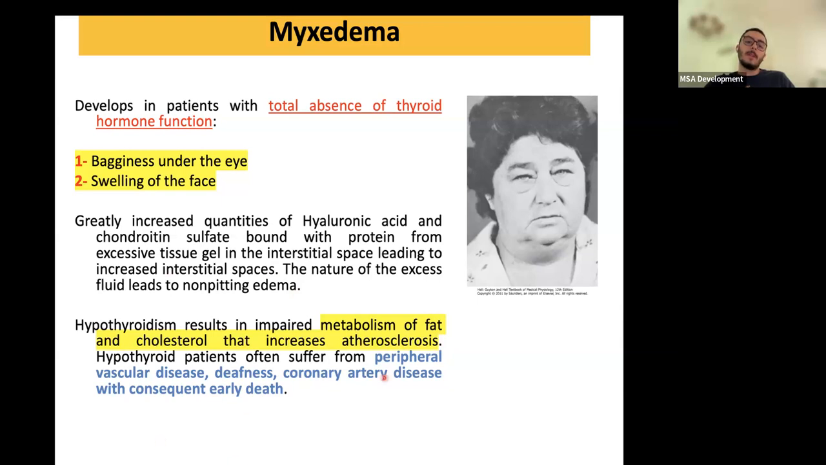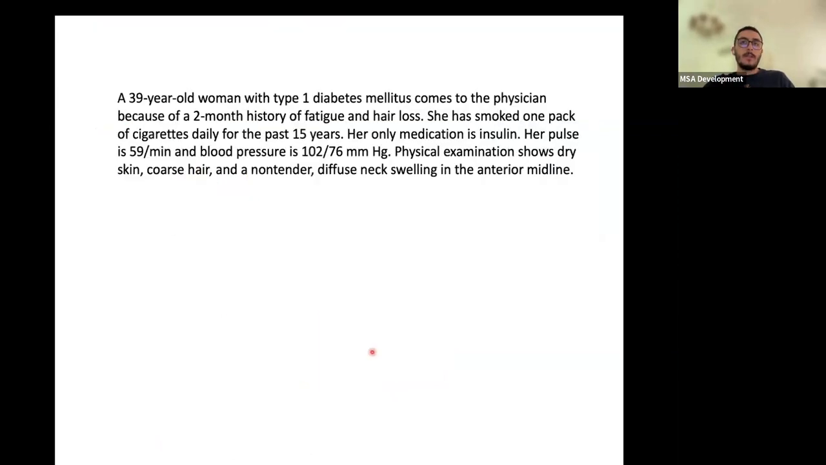These patients, he's trying to say here, are at higher risk of developing atherosclerosis because they have impaired metabolism of fat and cholesterol, because remember, thyroid hormone increases lipolysis. And this is a case of Hashimoto disease.